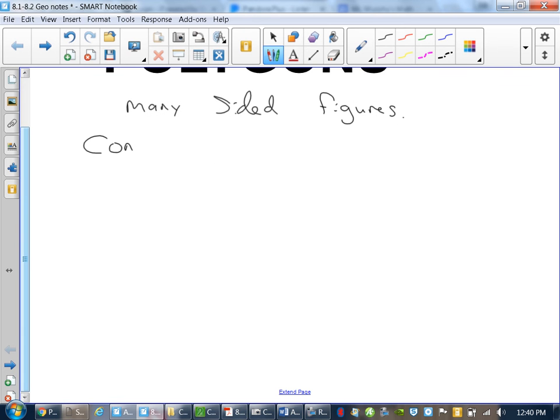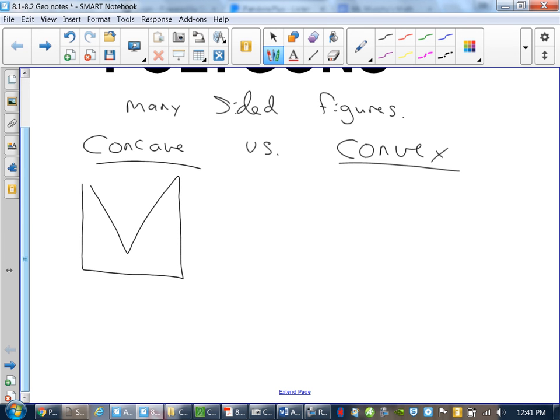We have concave versus convex. Concave has sides that point inward. Think of it as caving in. That's a polygon. It's a many-sided figure, but it has one side that moves inward. So that's called a concave polygon. Whereas everything else doesn't.